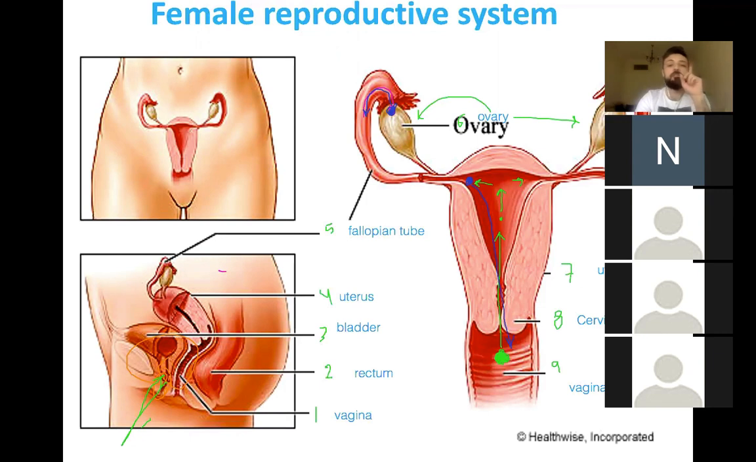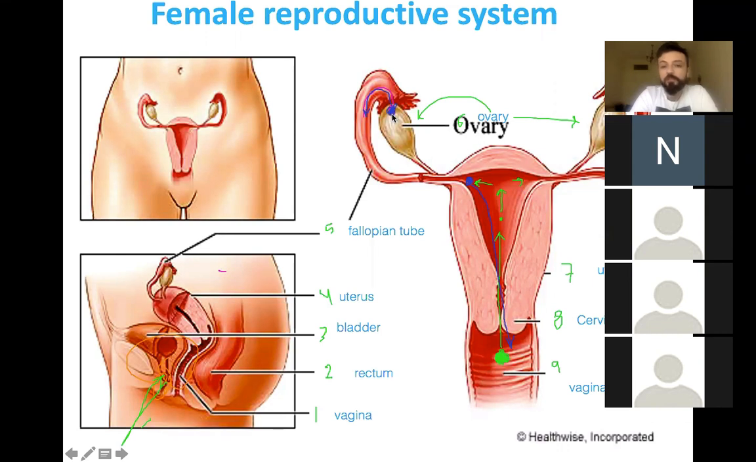the sperms must meet with the egg where? The fallopian tube. Otherwise, forget about it. No pregnancy will take place. Meaning that if the egg is somewhere in the uterus, it's too late for the sperms to fertilize it. So that's why the timing of the sexual intercourse is important.